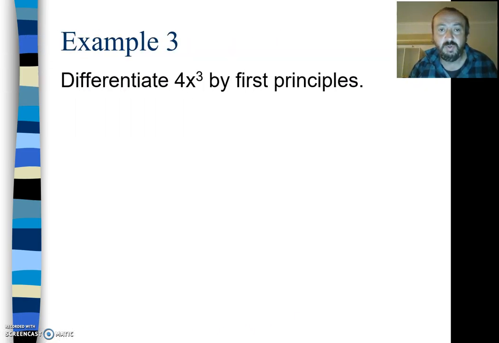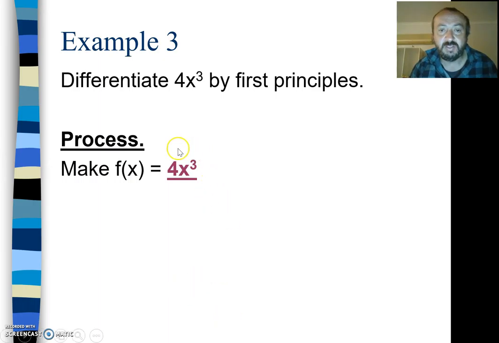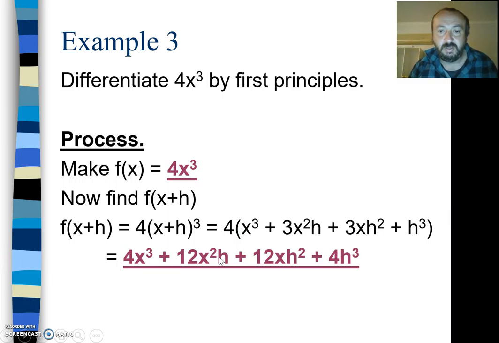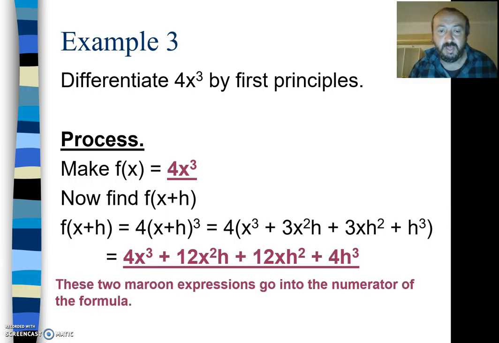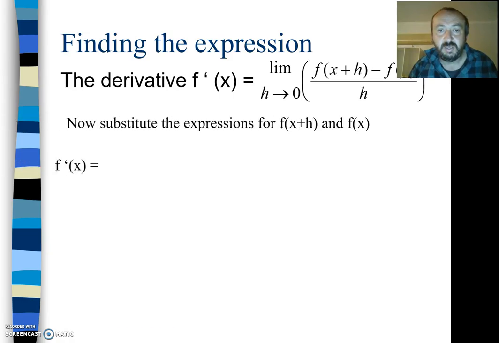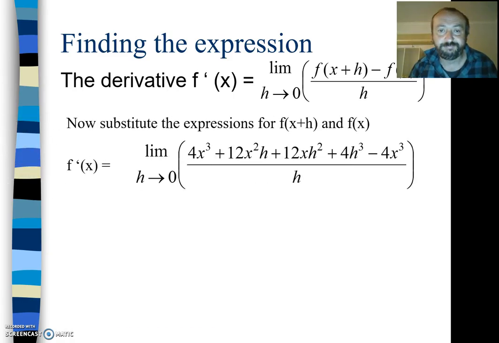Okay, last example. We're going to differentiate 4x cubed by first principles. So once again, we're going to make f of x equals 4x cubed. f of x plus h is going to be x plus h all cubed. And doing all the FOIL 3 times gives us all that nonsense, times by 4. Simplifying it there. Okay, we're going to put these two expressions into our big formula. Once again there.